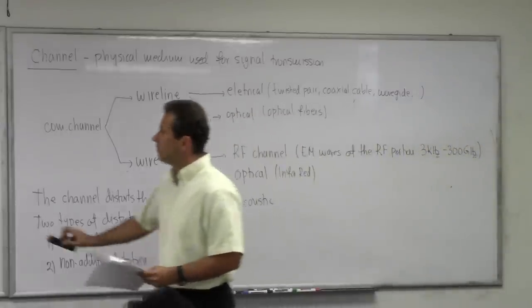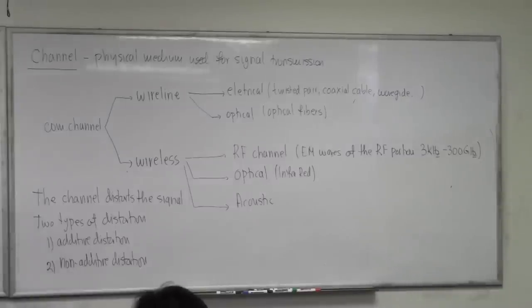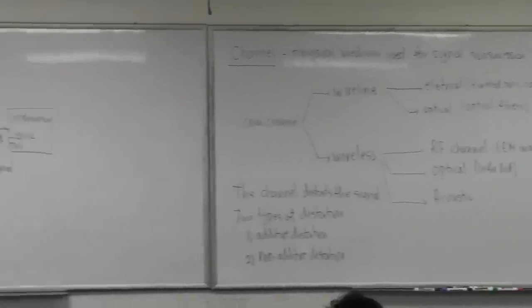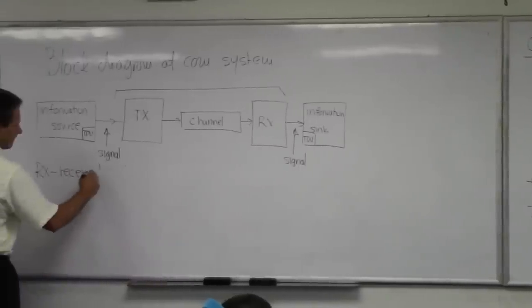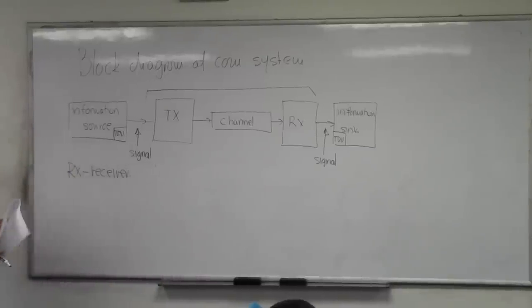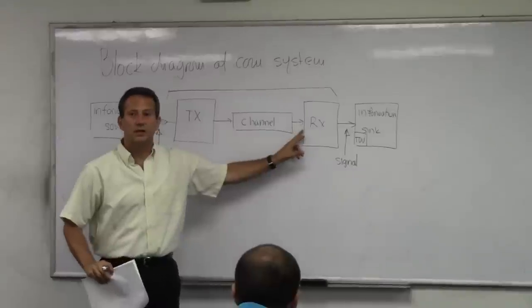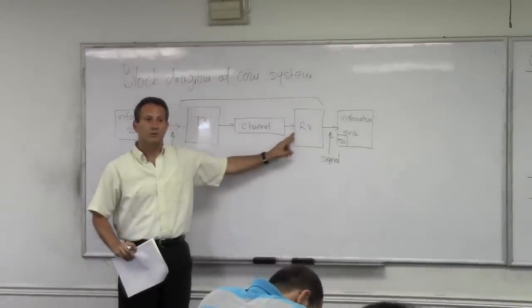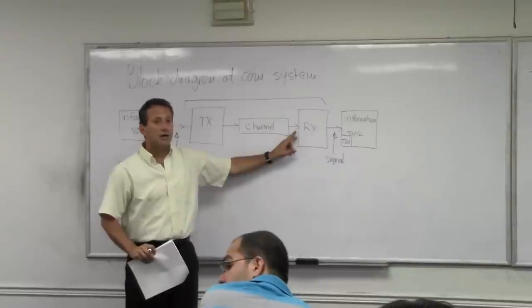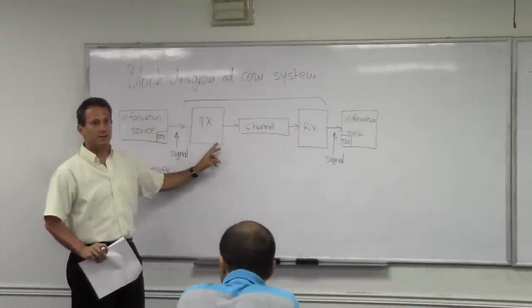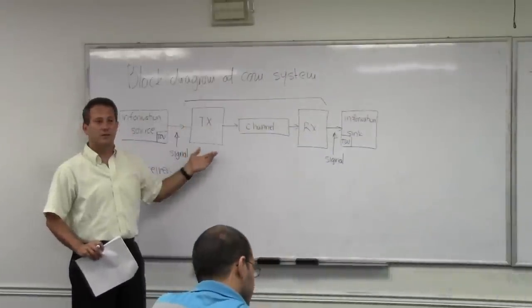Now, the last two blocks are this receiver here, and of course there will be another transducer here. So let's talk about the tasks of these two. RX stands for receiver. The purpose of the receiver is to accept this signal here, which is a distorted version of the original signal, and then try to recover what has actually been sent. So it's a very complicated task, even on the outset.